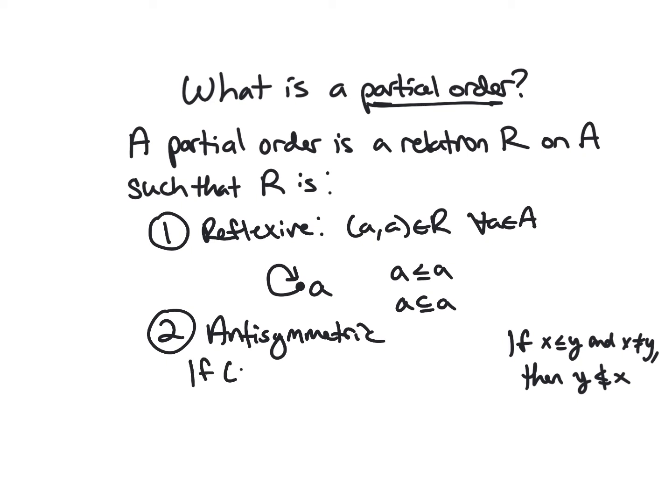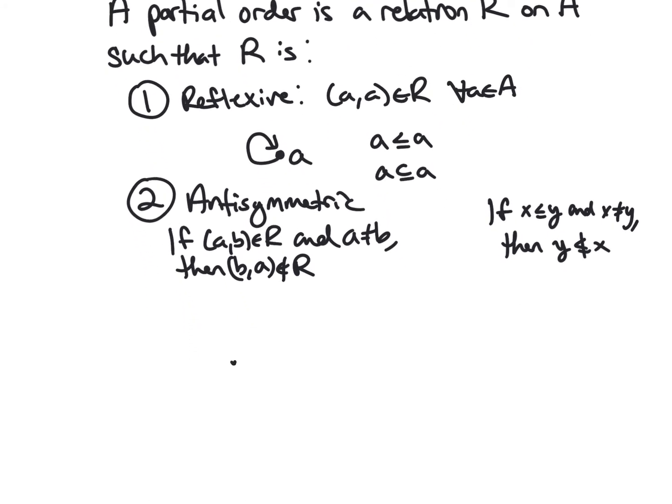So this is if (a, b) is in R and a is not equal to b, then (b, a) is not in R. Basically, if there is an arrow from a to b, like we saw in ours, right? So there's like an arrow from 1 to 2. But there was no arrow back from 2 to 1 because 2 is not less than or equal to 1. So that's basically what goes on. If there's an arrow one direction, there is not an arrow back.